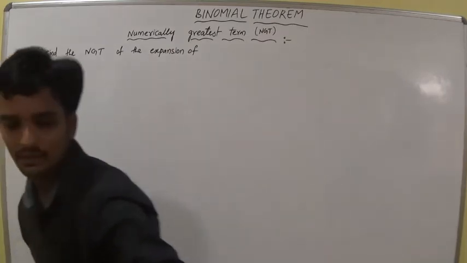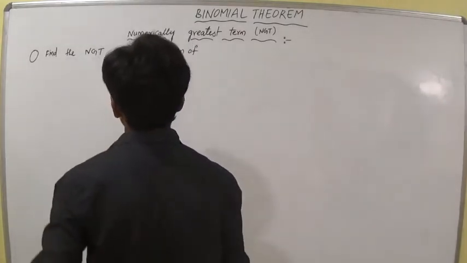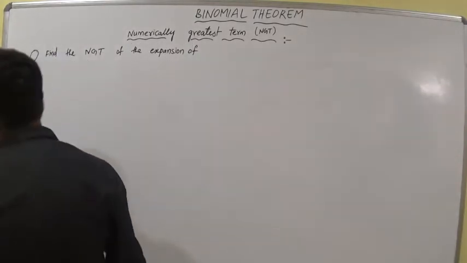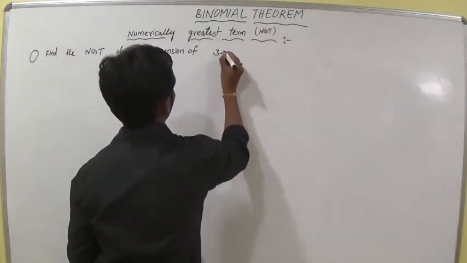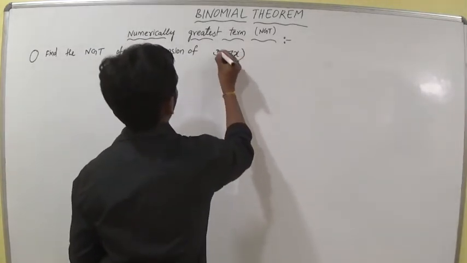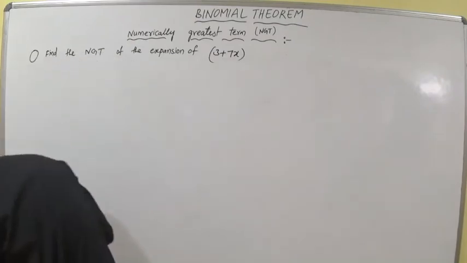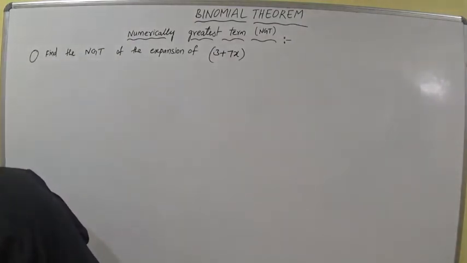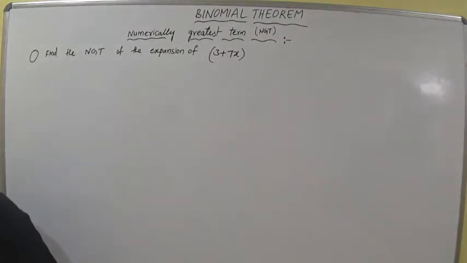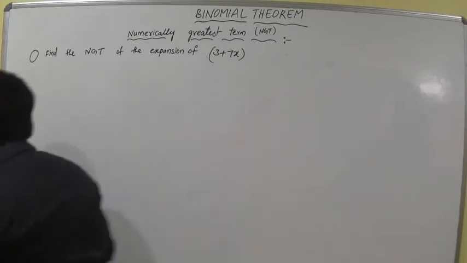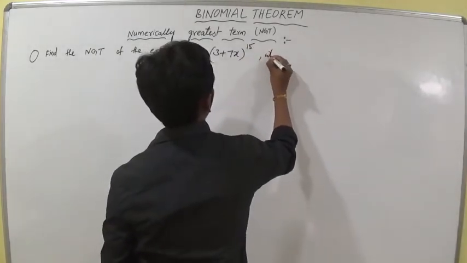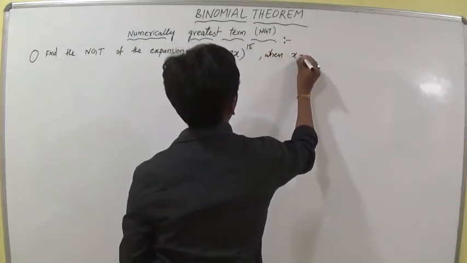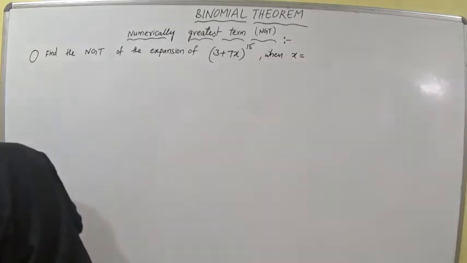The problem is: find the numerically greatest term of the expansion of 3 plus 7x whole to the power of 15, when x is equal to 4 by 3.